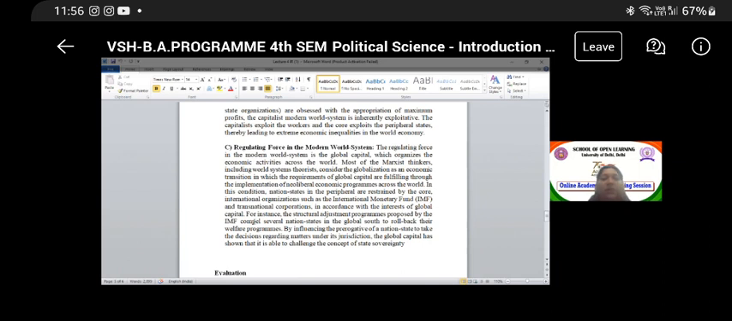The regulating force in the modern world system is the global capital, okay, which organizes the economic activities across the world. Most of the Marxist thinkers, including world system theorists, consider globalization as an economic transition in which the requirements of global capital are being fulfilled through the implementation of neoliberal economic programs across the world.